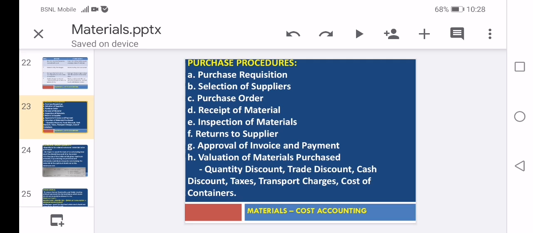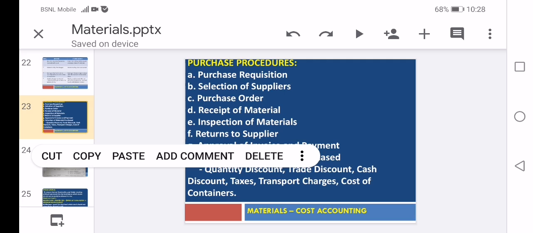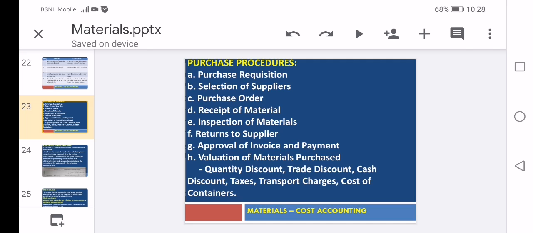Similarly, trade discount, which is given at the time of purchase, not mentioned in the document. Cash discount, which is given at the time of payment of dues. Taxes, transport charges, cost of containers, all these are to be considered, and find out the value of materials purchased, because this value is very much useful to the producer, as the material is 50% contribution in the production of goods and services.